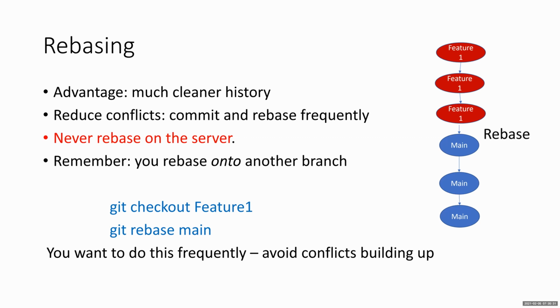So the way that you rebase feature 1 onto main is very straightforward. You check out feature 1, and then you say git rebase main. Now, what I recommend you do actually is that you check out main, then do git pull, which will bring down the latest changes for main, then check out feature 1 and say git rebase main. I would argue that you should do this very frequently, and that avoids having conflicts within the two branches from coming up or building up.